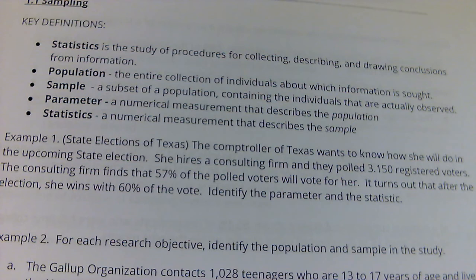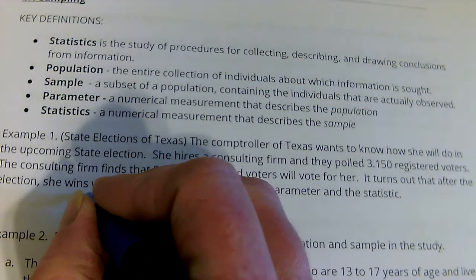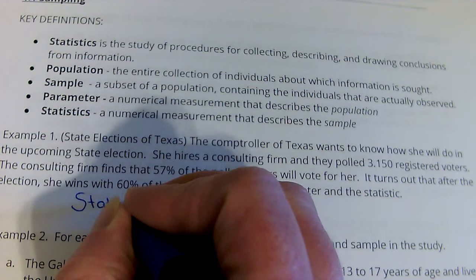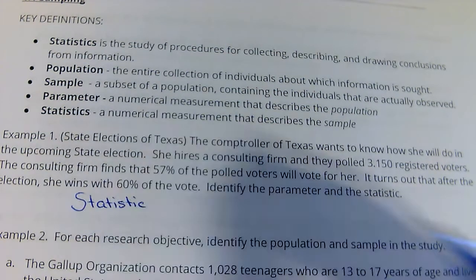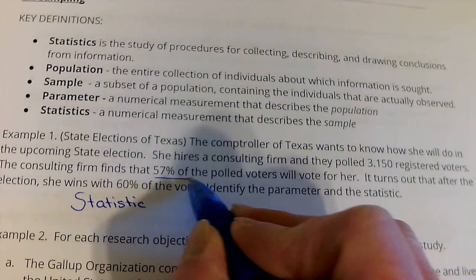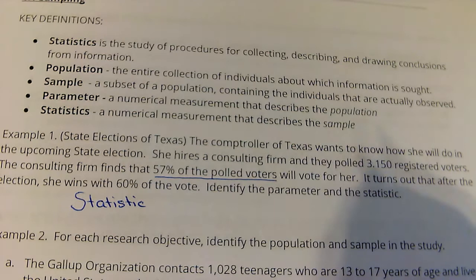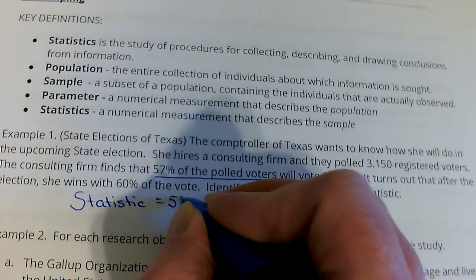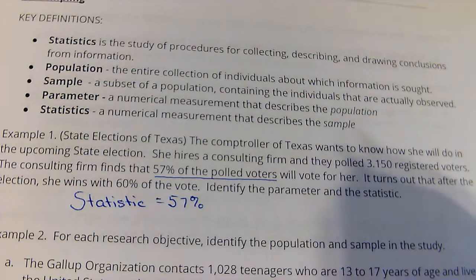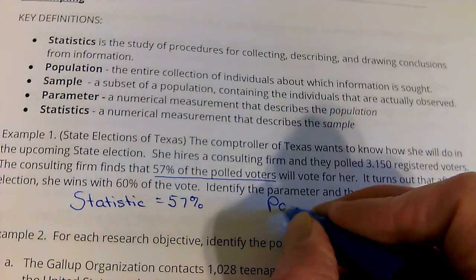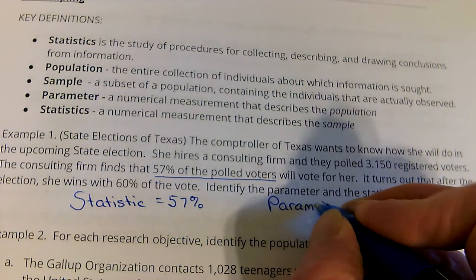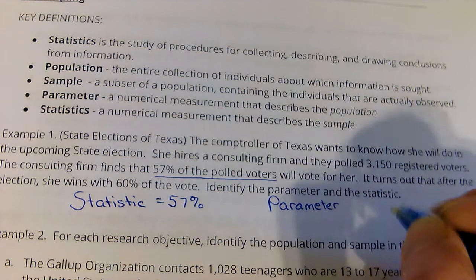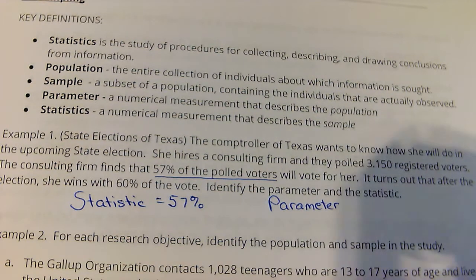So a statistic is collected from a sample. So the statistic comes from the sample. That would be from when she got the poll. So the statistic would be the 57%. But the parameter would be the outcome from the actual election. That's coming from the entire population of the state of Texas.